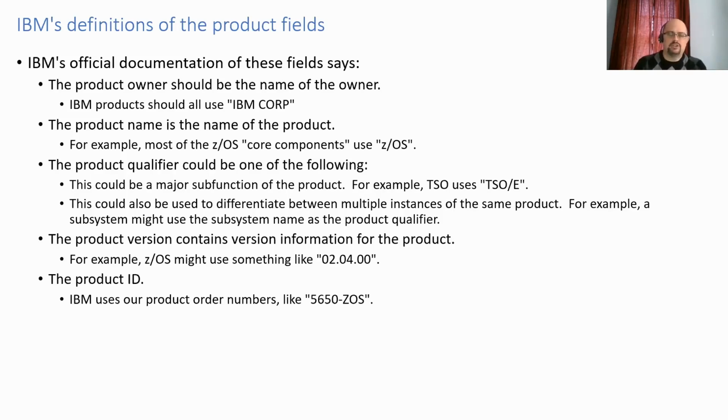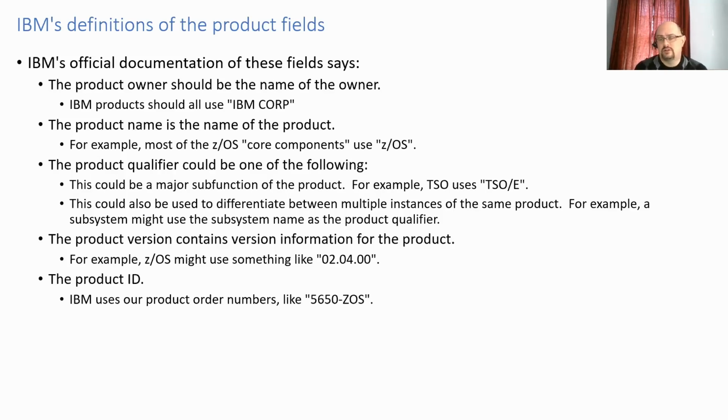There's a few options for the product qualifier. This could be a major subfunction of the product. As one example, for TSO, we use TSO/E. But this could also be used to differentiate between multiple instances of our product, if the product can have multiple instances running. For example, a subsystem might use the subsystem name, if they can have multiple subsystems for that product. We might use that here.